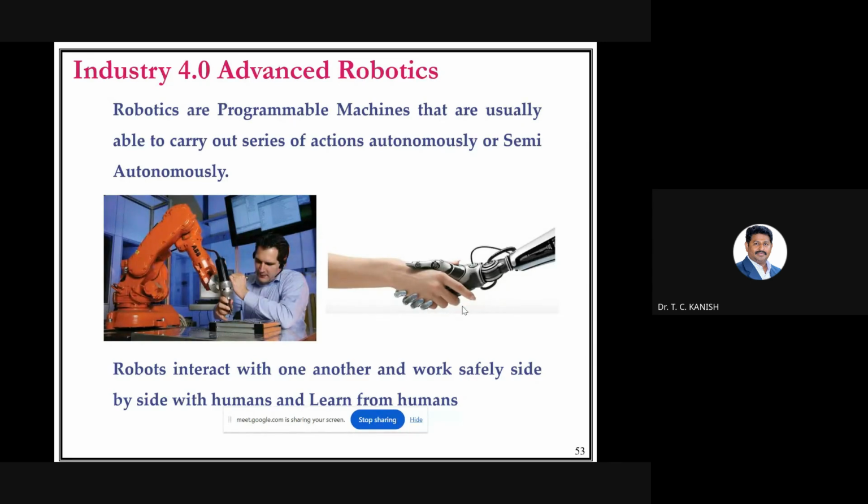Now robotics are programmable machines that usually carry out autonomous and non-autonomous work. And now on the safety side, humans can work along with them. That's collaborative robots. We have started developing collaborative robots to work with humans. That's how we are moving now.